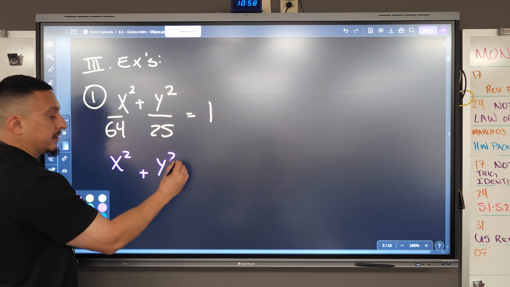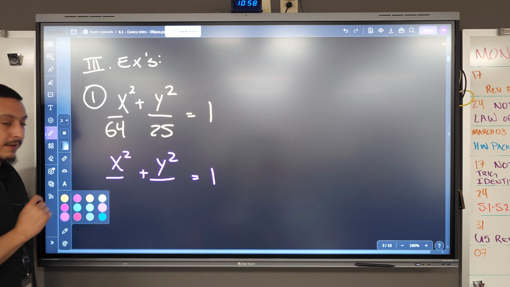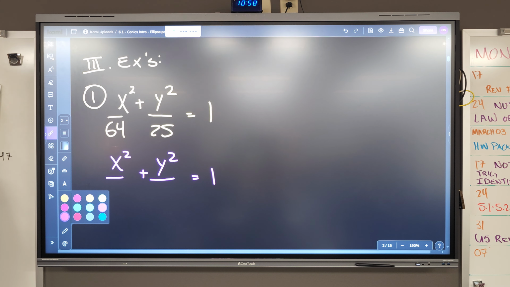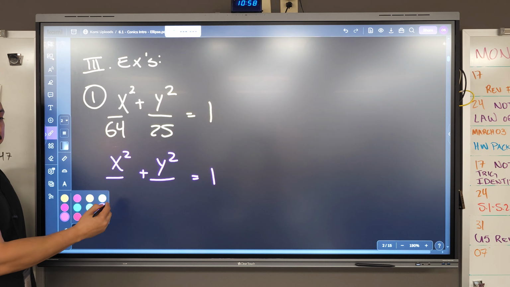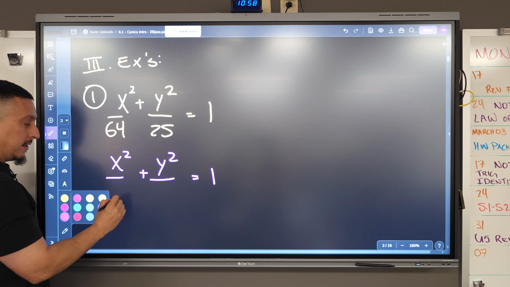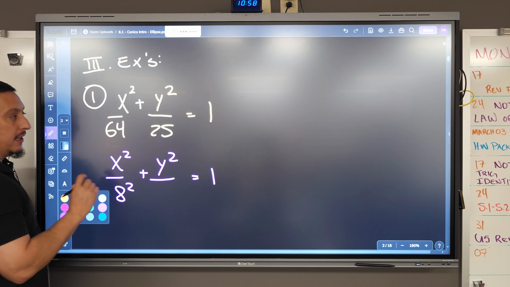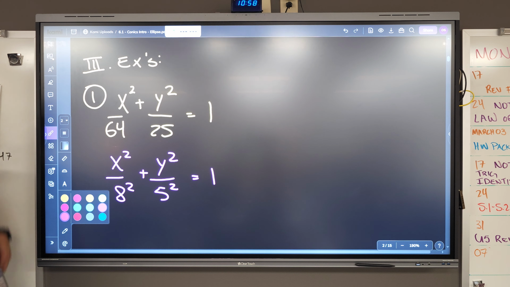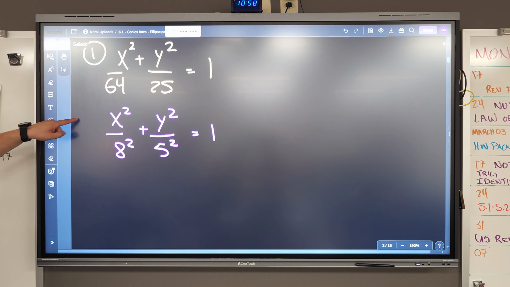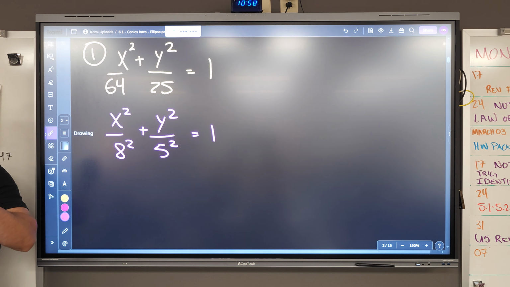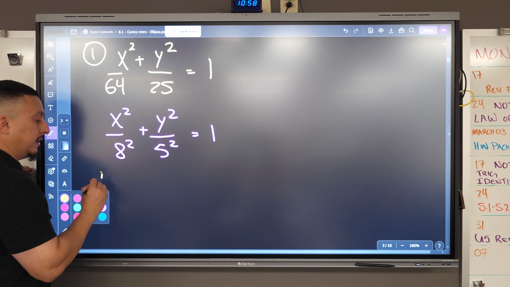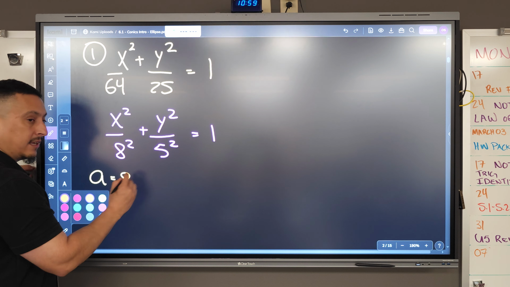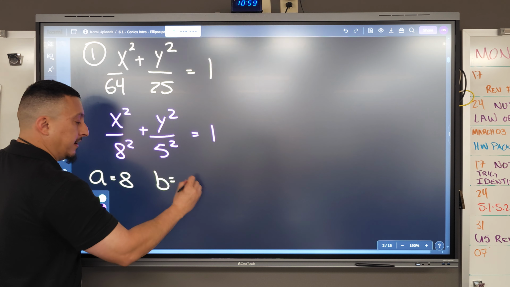I need to write it like the formula. So I need to write those numbers as squares. Okay? So 64 is really what number squared? 8. And then 25 is really 5 squared. Okay? So remember the big number, that's your long major axis. So that's your A. So A is 8 and B is 5.